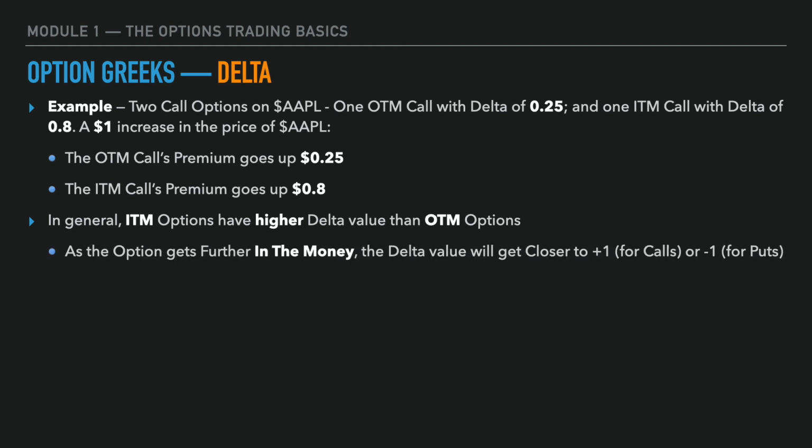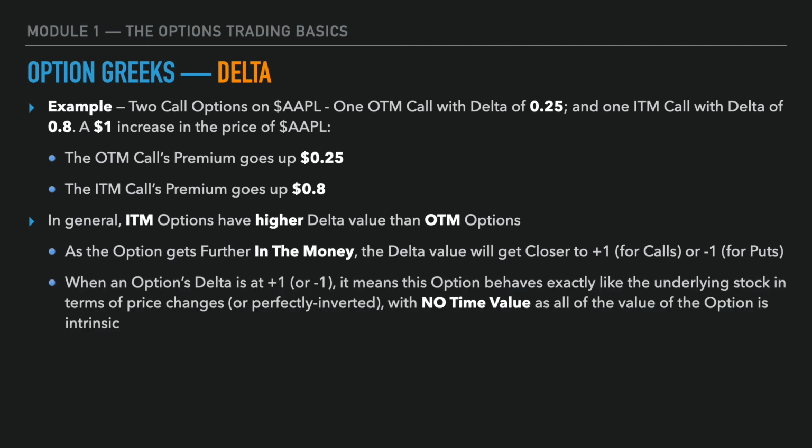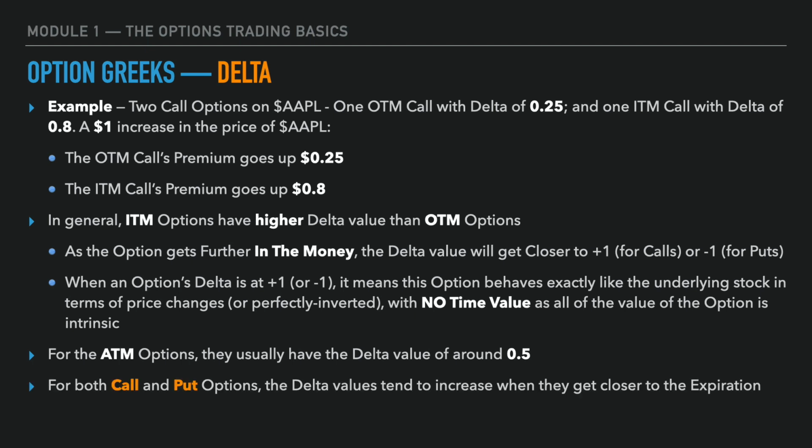As options get further and further in the money, the delta value will get closer to 1 for calls and closer to -1 for puts. When an option's delta value is at 1 or -1, it means this option behaves exactly like its underlying stock in terms of price movement, or perfectly inverted, with no time value at all because all of the option's value will be intrinsic. For at-the-money options, they usually have a delta value around 0.5. For both calls and puts, the delta value tends to increase when they get closer to the expiration date.